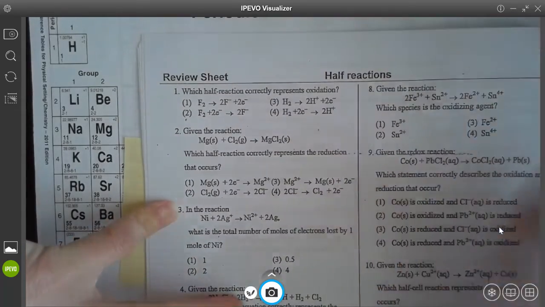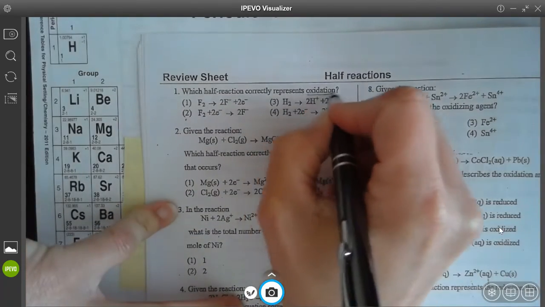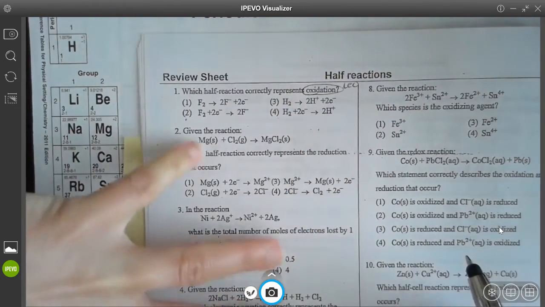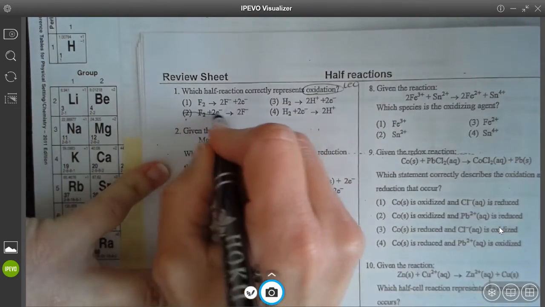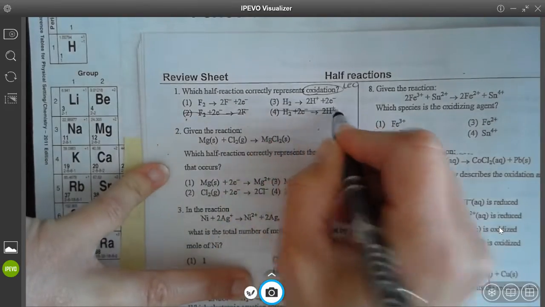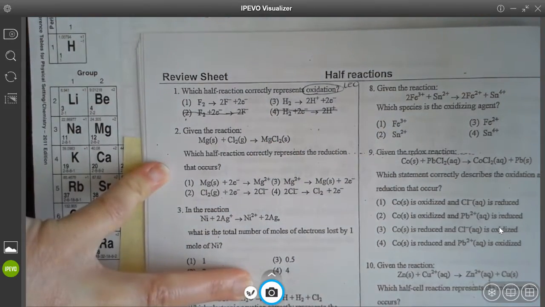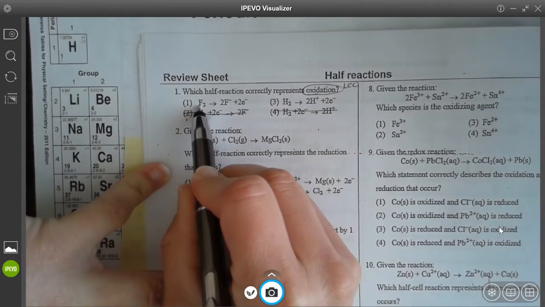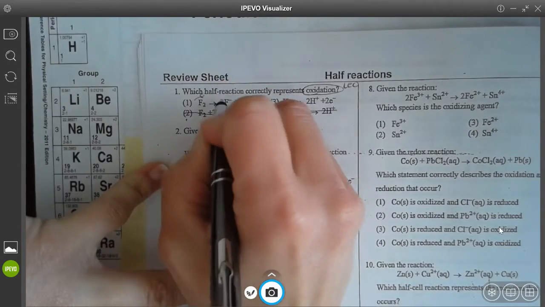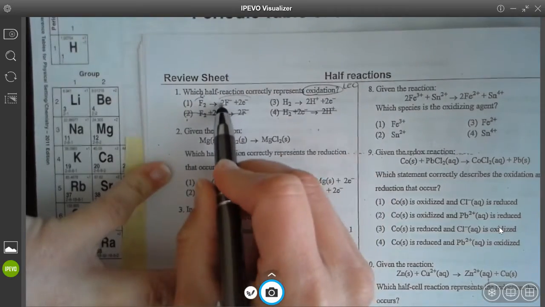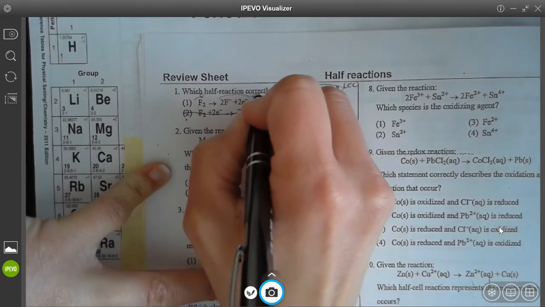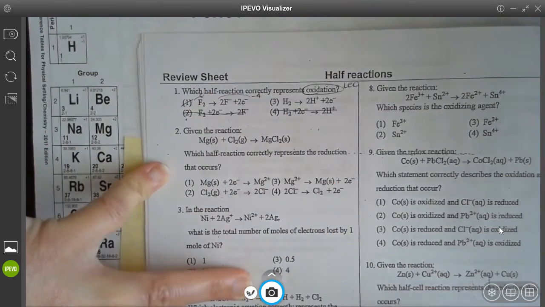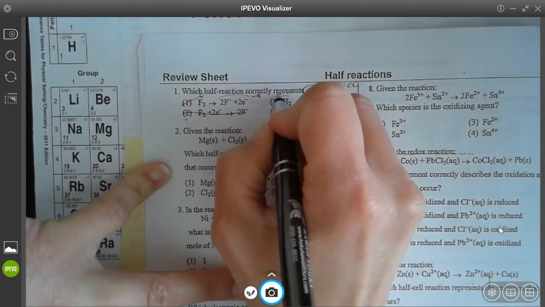Which half reaction correctly represents oxidation? While oxidation, we're losing electrons, Leo. So first of all, I'm going to cross off anything where we're gaining electrons. And next, I'm going to make sure we're balanced. This has an overall charge of 0 on this side. This has an overall charge of -2 plus -2 is -4. Not balanced. Guessing not the answer, but let's double check over here.